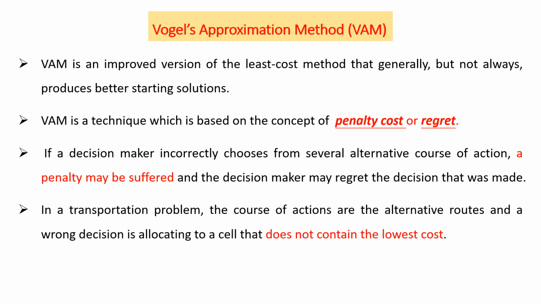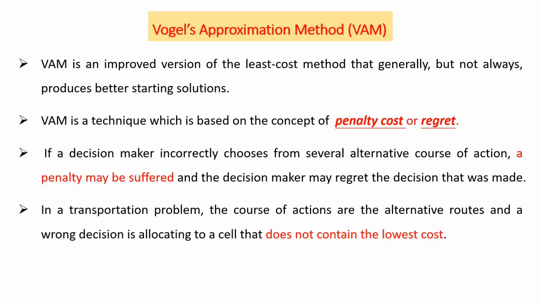VAM is a technique which is built on the concept of penalty cost or regret, or we can say opportunity cost. If a decision maker incorrectly chooses from several alternative courses of action, a penalty may be suffered and the decision maker may regret the decision that was made. In a transportation problem, the courses of action are the alternative routes, and the wrong decision is allocating to a cell that does not contain the lowest cost.